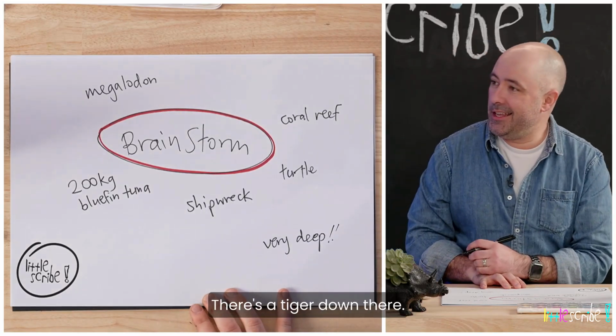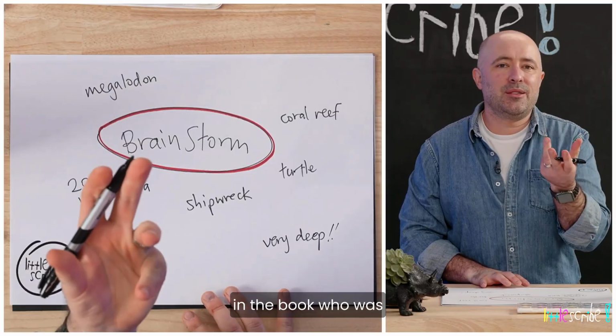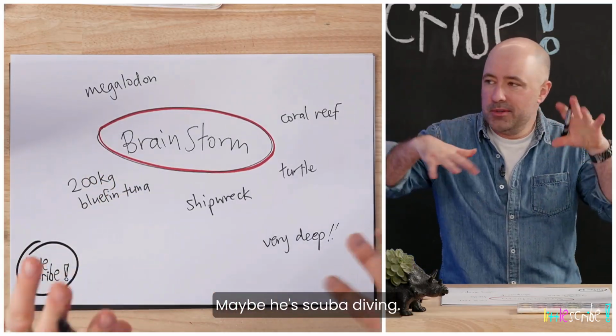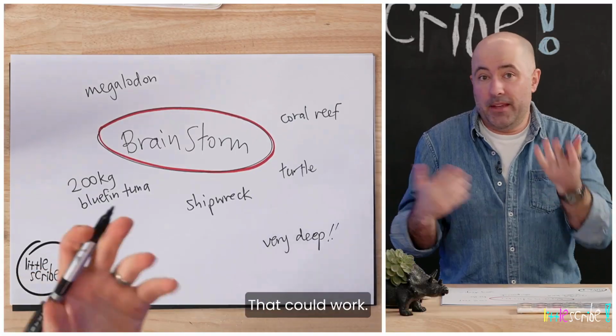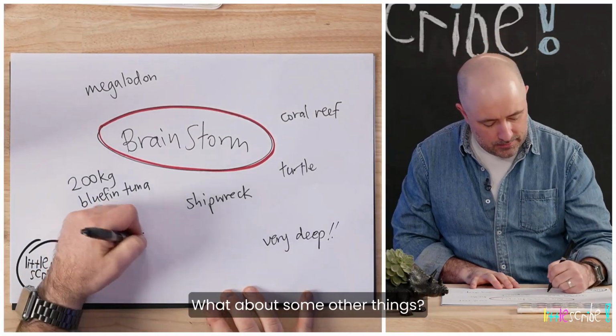There's a tiger down there? That's cool. Or maybe there was a tiger in the book who was one of the astronauts. Maybe he's scuba diving. He could have a bubble on his head. That could work.